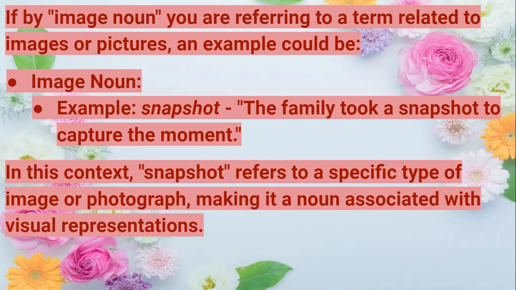If by image noun you are referring to a term related to images or pictures, an example could be snapshot. The family took a snapshot to capture the moment. In this context, snapshot refers to a specific type of image or photograph, making it a noun associated with visual representations.